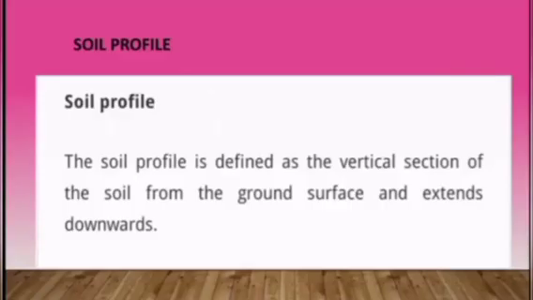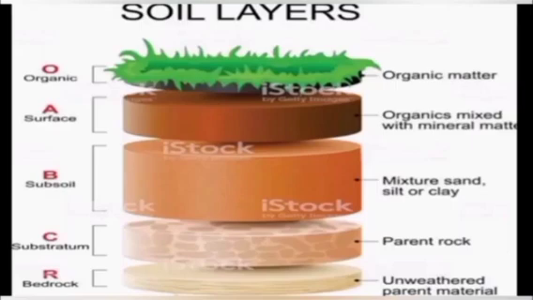Next, let's move on to soil profile. The soil profile is defined as the vertical section of the soil from the ground surface and extends downwards. Let's see the pictorial representation so that you may understand more clearly. This is the vertical section of the soil layer. So this vertical section is called soil profile.